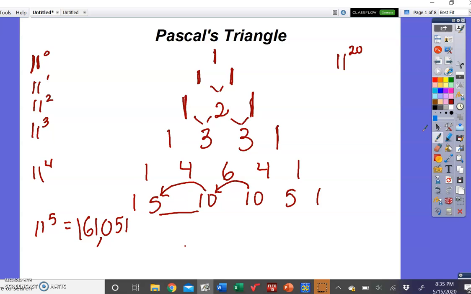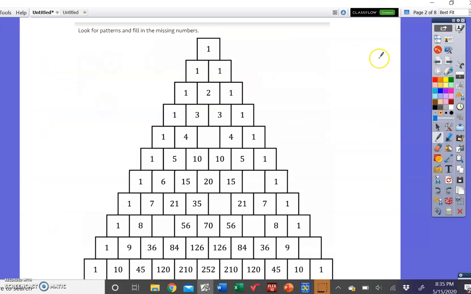So the first thing I want you to do is on the handout on the page, there is this, and you want to look for patterns and fill in the missing numbers. So I've shown you how to find the numbers. To find this number here, we're going to add 7 and 21 to fill in this blank right here.